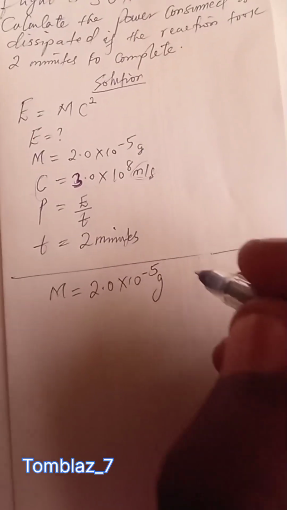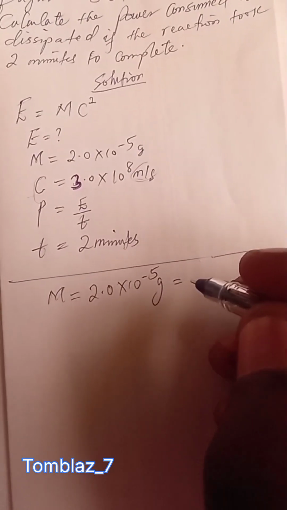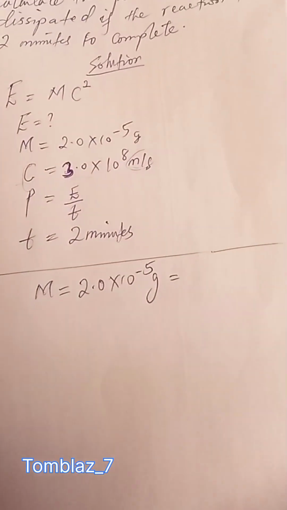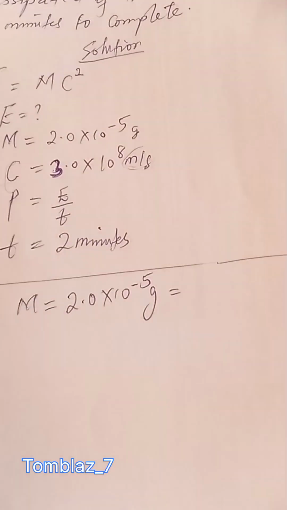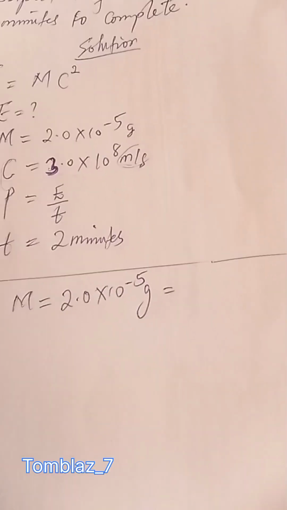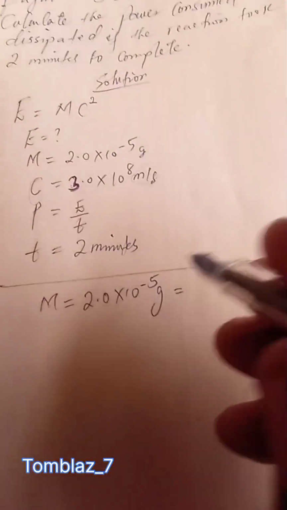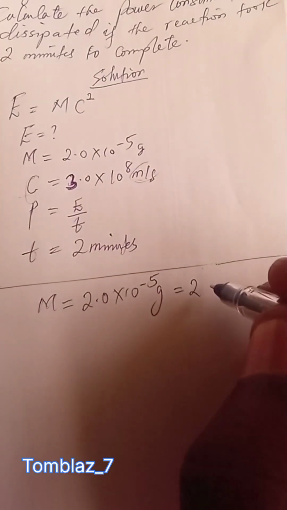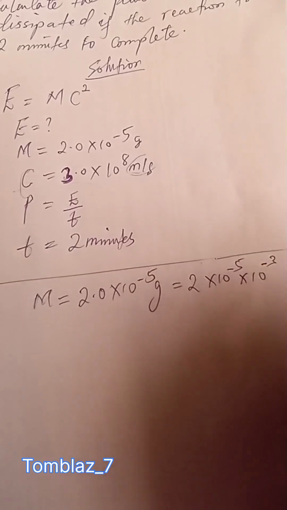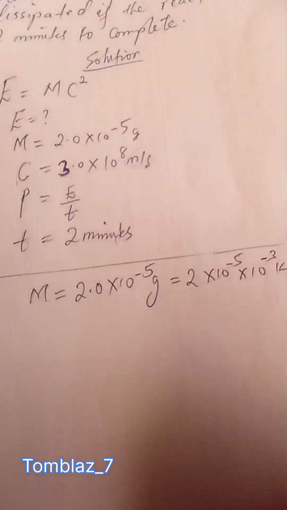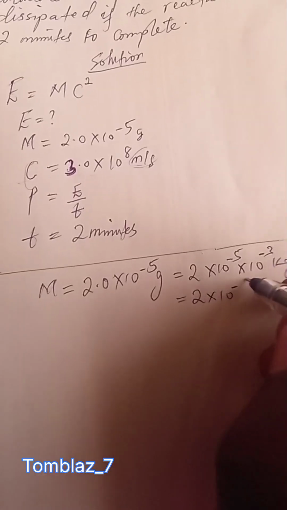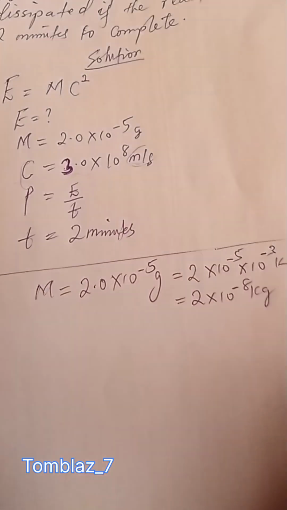So how do you convert grams to kilograms? You divide it by 1,000, right? Whenever you have 1,000 grams, that is equal to 1 kilogram. So it's divided by 1,000. If we divide this by 1,000, it's the same thing as saying times 10 raised to power minus 3. So it gives us what? Kilogram. So this can be arranged as 2 times 10 raised to power minus 8 kilograms.